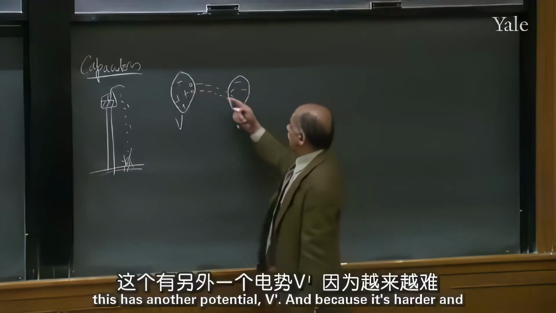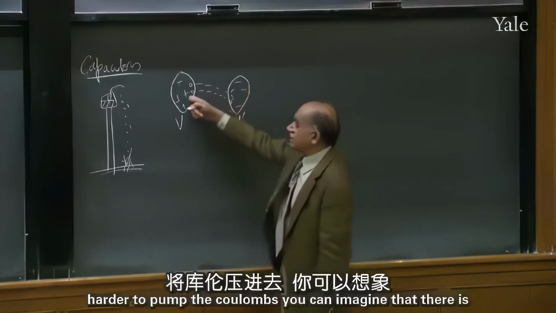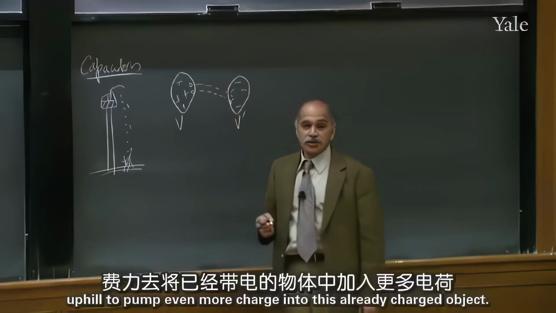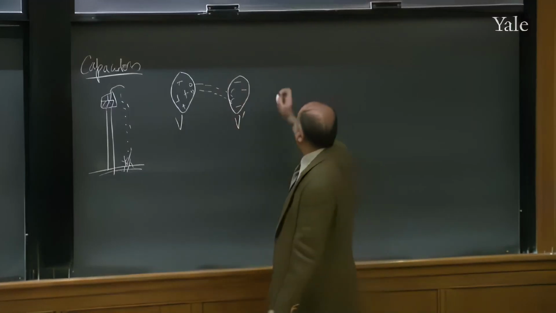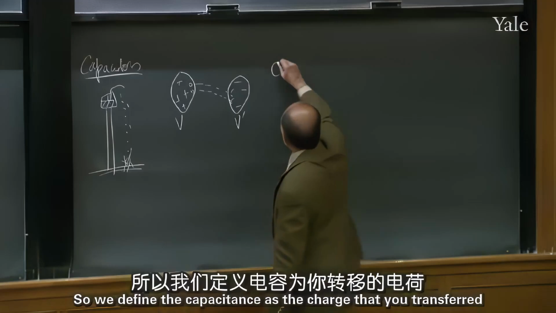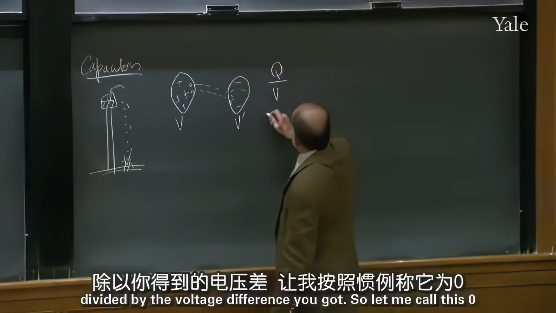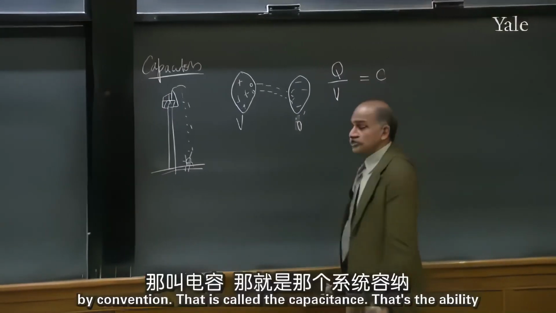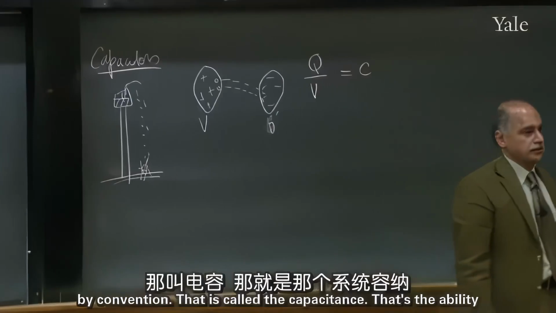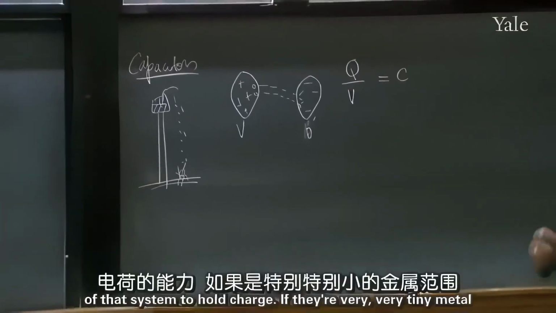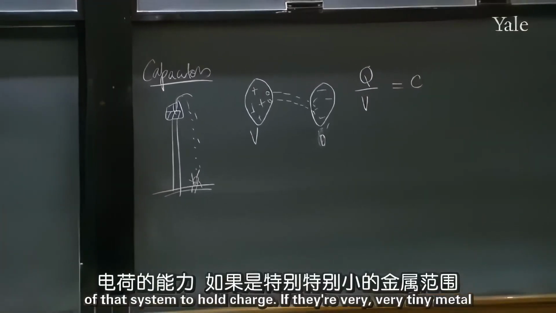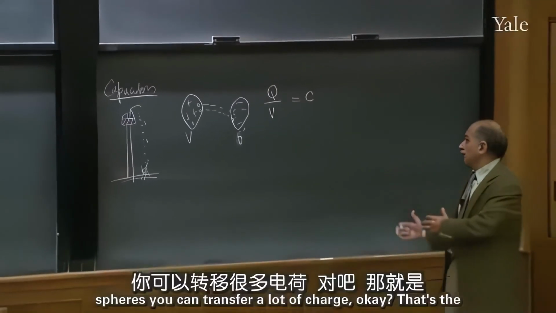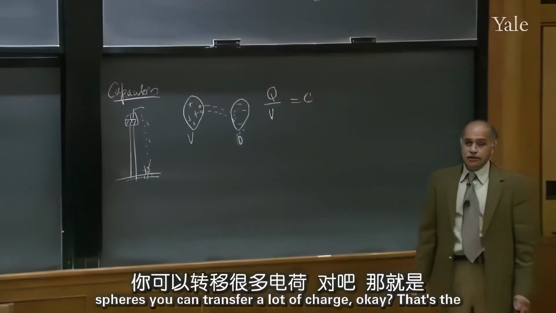And because it's harder and harder to pump the coulombs, you can imagine that there is a potential difference between them, because you've got to go uphill to pump even more charge into this already charged object. So we define the capacitance as the charge that you transferred divided by the voltage difference you got. So let me call this 0 by convention. That is called the capacitance. That's the ability of that system to hold charge. If they're very tiny metal spheres, you can transfer only a little charge with some amount of work; if they're huge metal spheres, you can transfer a lot of charge. Okay?